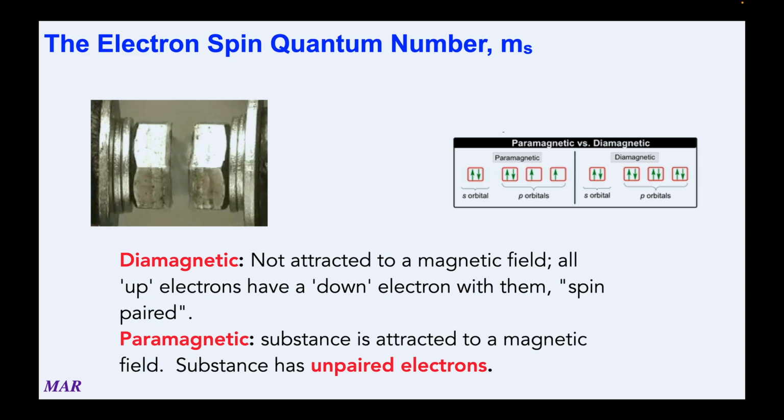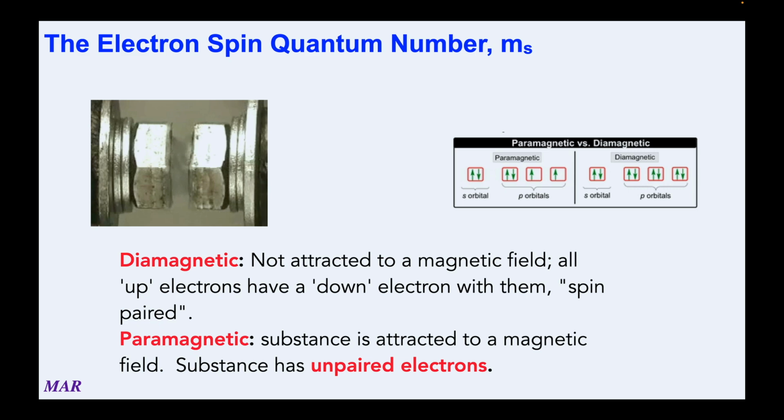And you can see when it was poured through the magnet, it just went straight on through, like water would or something like that. They're not attracted to magnets. But liquid oxygen, O2, is paramagnetic. It has unpaired electrons, and it actually stuck in the middle of the magnet there. That's the power of the paramagnetic system.